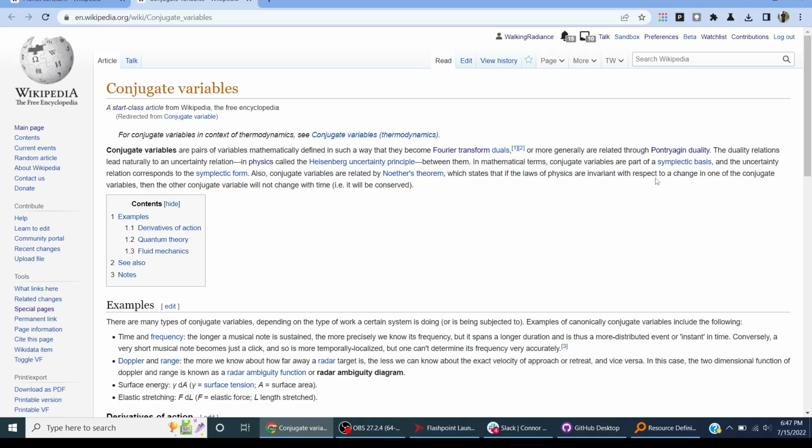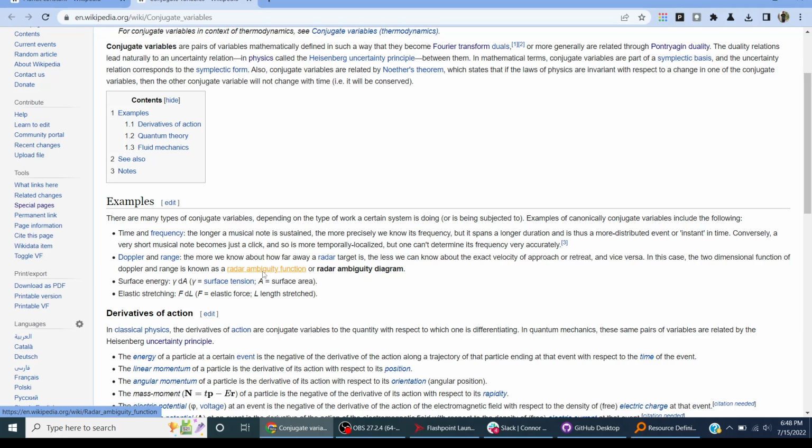Doppler and range. The more we know about how far away a target is, the less we know about the exact velocity of approach or retreat, and vice versa. In this case, the two-dimensional function of Doppler and range is known as a radar ambiguity function or radar ambiguity diagram. Oh, that's cool.